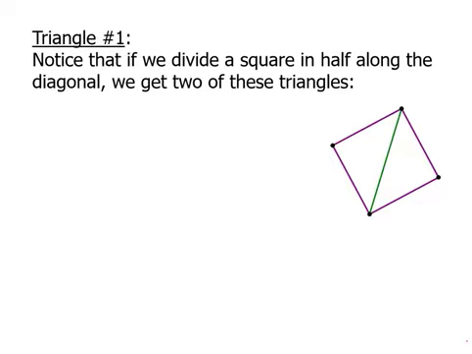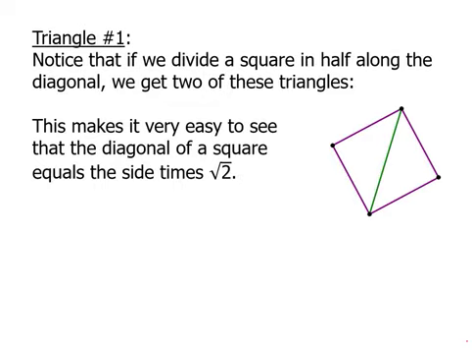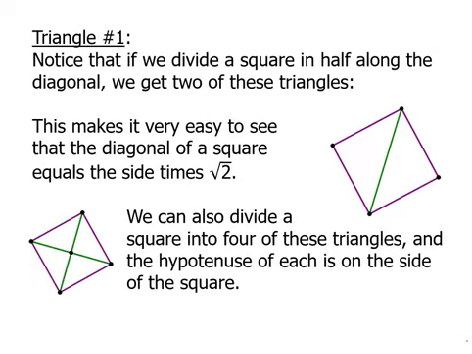Notice that if we divide a square in half along the diagonal, we get two of these. This makes it very easy to see that the diagonal of a square equals the side times the square root of 2. That's also a handy fact to know. We can also divide a square into 4 of these triangles, and the hypotenuse of each is on the side of the square.